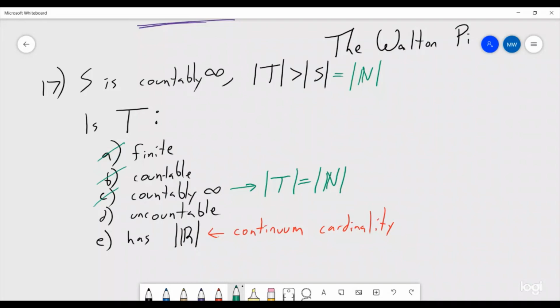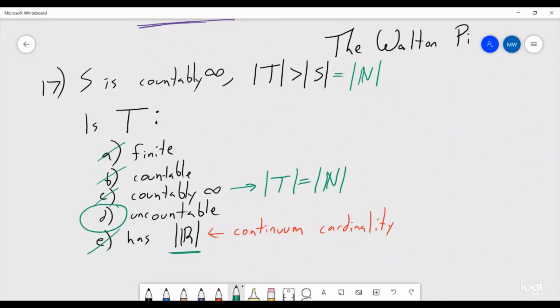So continuum cardinality just means it has the same cardinality as the real numbers. So if all we know is that T is bigger than the natural numbers, does that guarantee it has the same cardinality as the real numbers? No. So it's not guaranteed that it has continuum cardinality. All we know is that it's uncountable. Like maybe T is the power set of the real numbers, or maybe it's the power set of the power set of the real numbers. We don't know what size cardinality it has, only that it's uncountable.